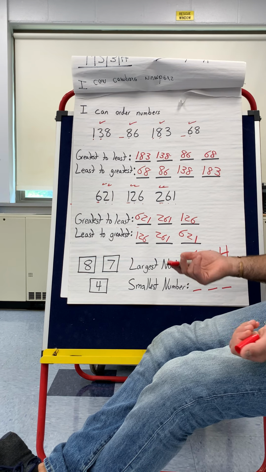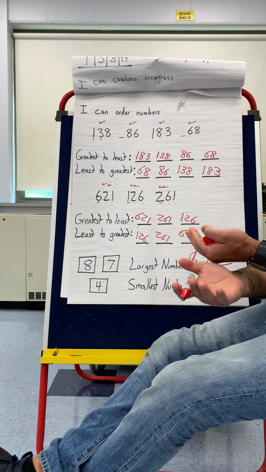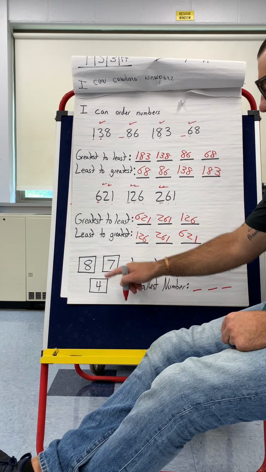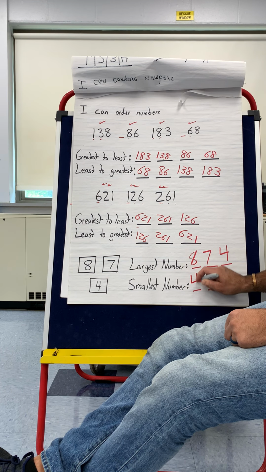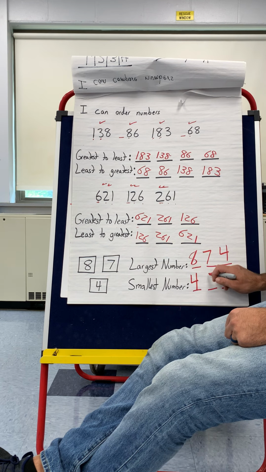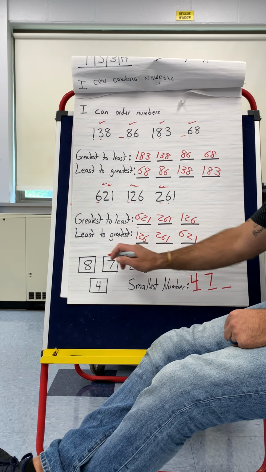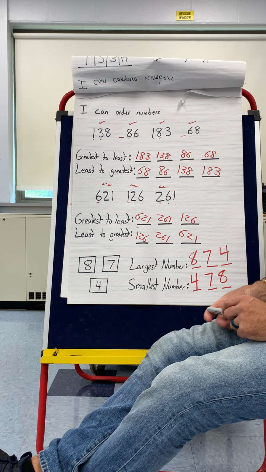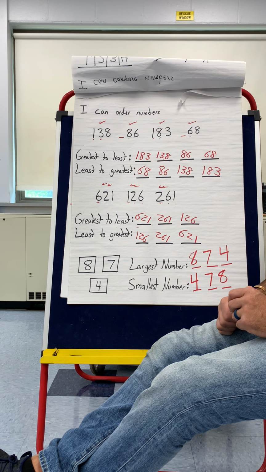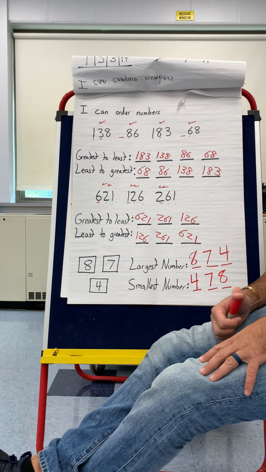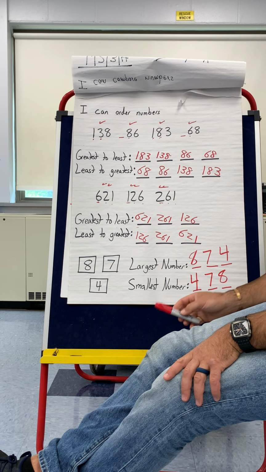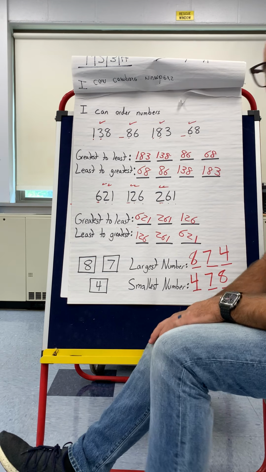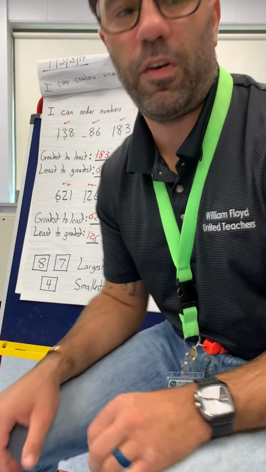And same thing, just at the smallest number, it's just the opposite. So I'd want to start with the smallest number in the hundreds. So it looks like the 4 is the smallest number, then the 7, and then lastly the 8, so 478. So that's just another way they're going to ask you to order numbers and compare numbers, besides doing greater than, less than, and equal to. Okay, I hope this is helpful.